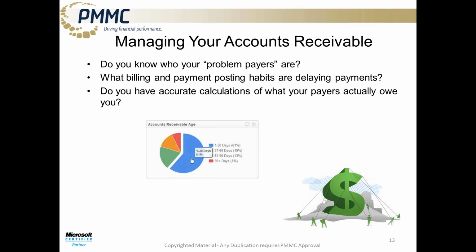It's important that you look at all of the areas that affect your billing and reimbursement. We're very siloed, so it's important that communication between the different departments happens so that everybody can help each other out and share information. Do you know who your big problem payers are? Do you know if you have accurate reimbursement calculations in your software?